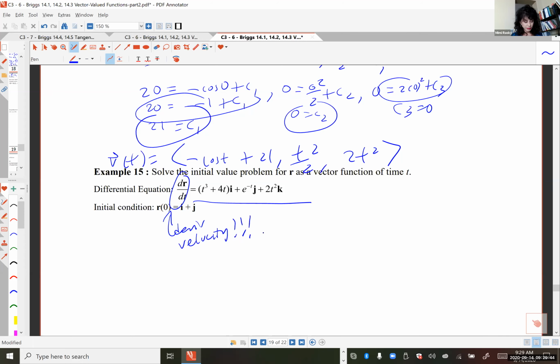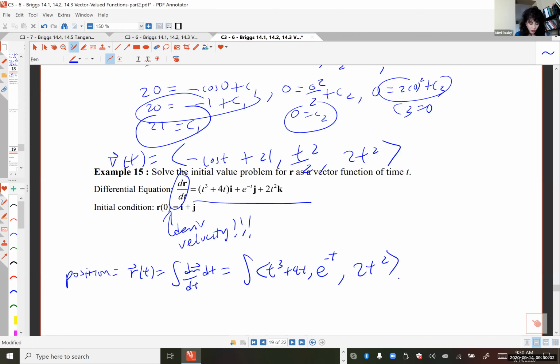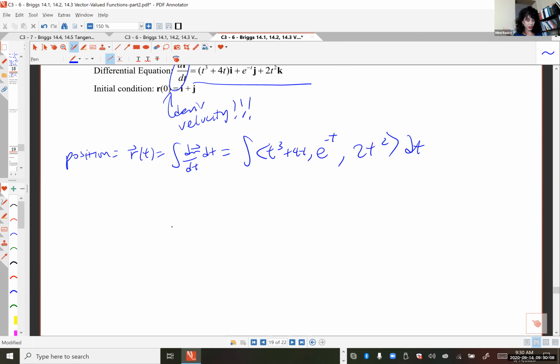If you want the position vector, that's r of t. I'm just going to take the integral of dr/dt with respect to t. So I'm just going to integrate t cubed, plus 4t, e to the negative t, 2t squared with respect to t, and I'm going to do this fairly quickly because I want to get to projectile motion.